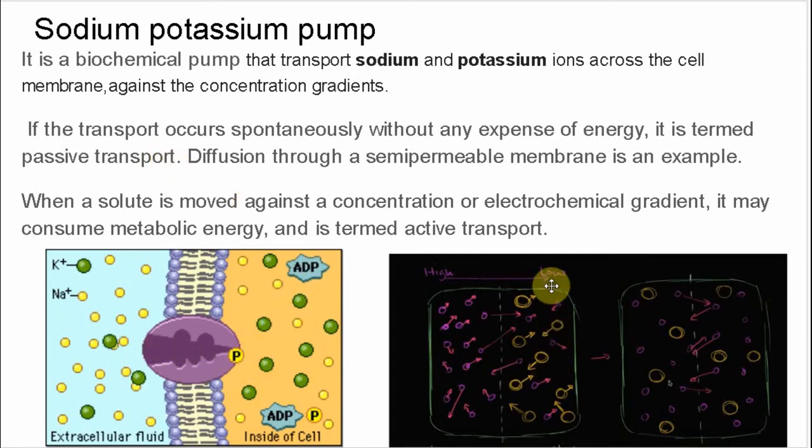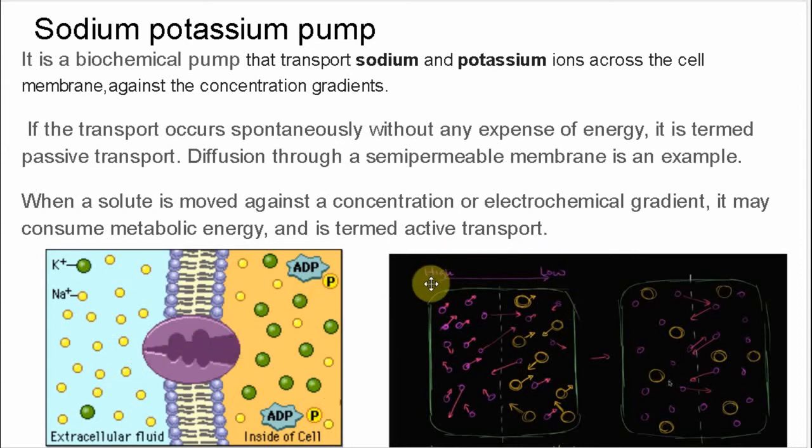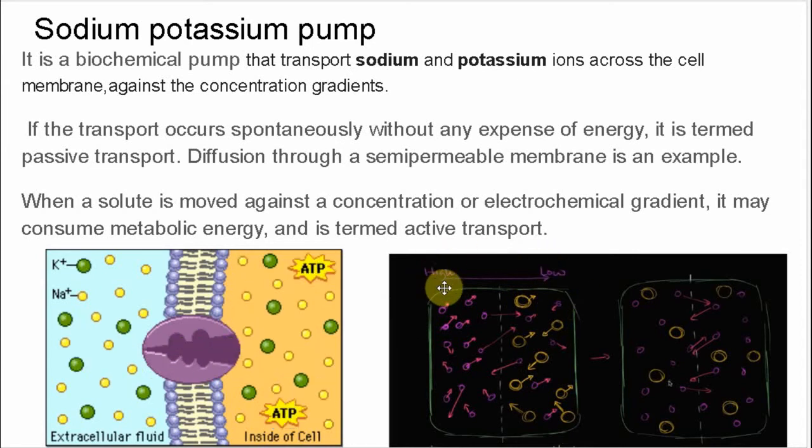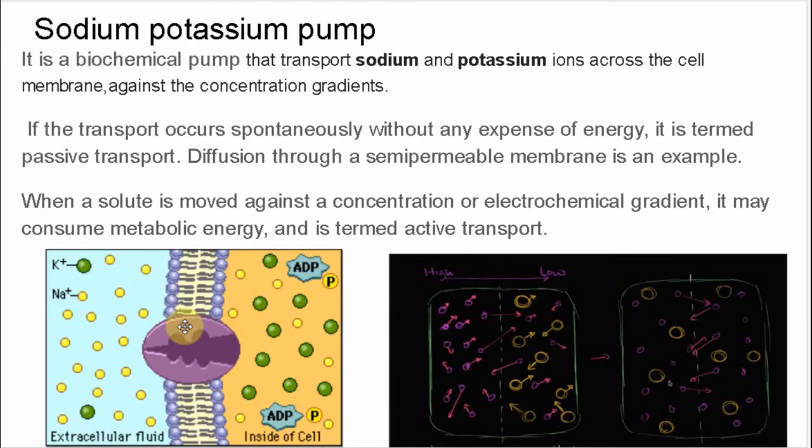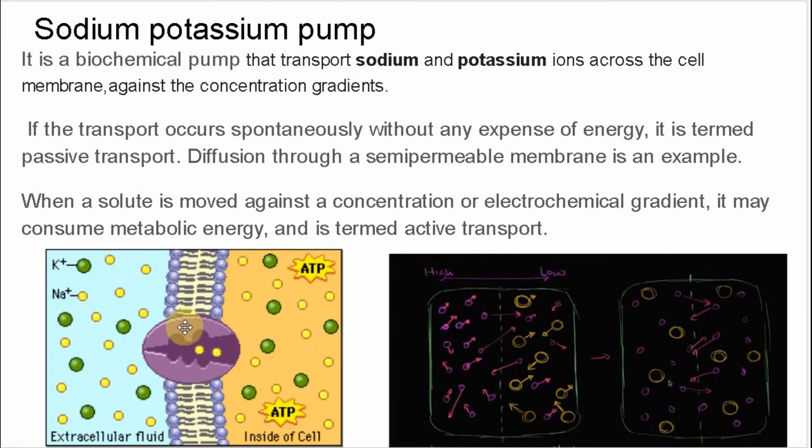But if we have to shift from a low concentration to a high concentration, it requires energy. Such kind of transport is known as active transport. That is, when a solute is moved against the concentration or electrochemical gradient, it consumes metabolic energy, and it is termed active transport. The sodium potassium pump is such a pump, an active transport mechanism.